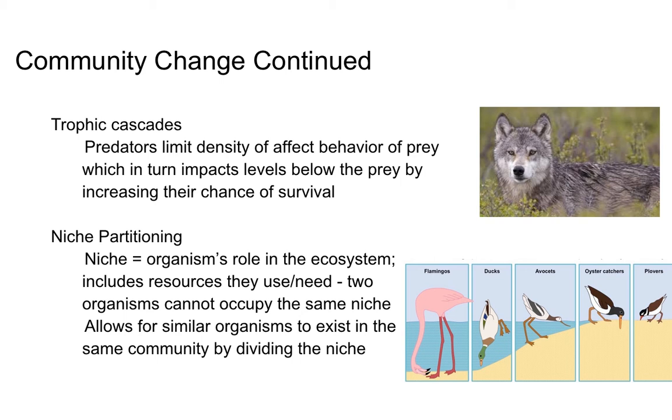Another way to think of it is, I could be active during the day when you're active at night. So we're occupying different niches. Or maybe I live up in the canopy in the trees, but you live down in the roots of the tree. So because we're in different locations, we have access to different resources, still the same needs, but they're being met by different resources.